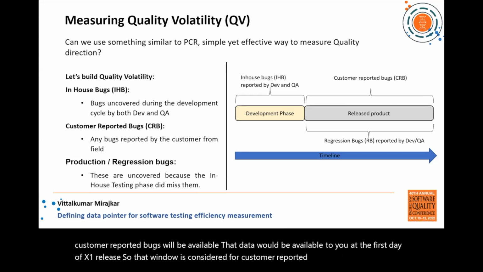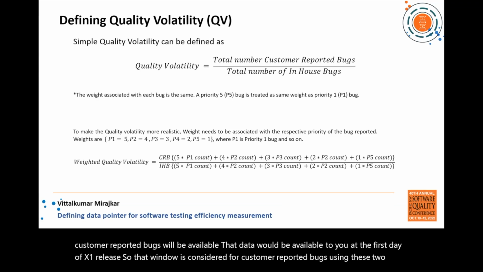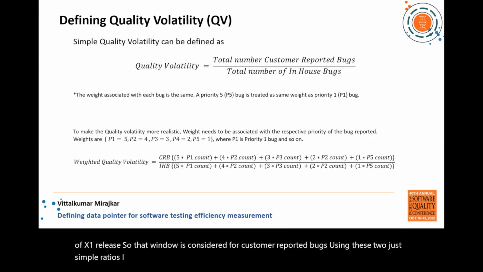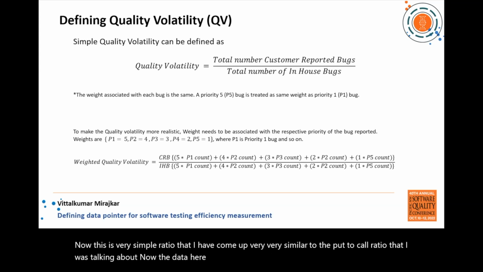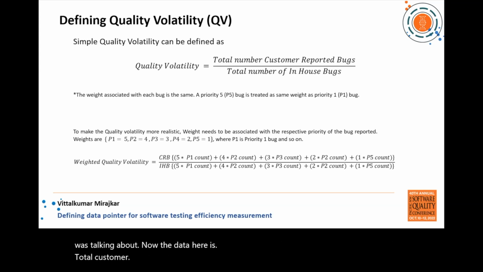Okay. Using these two simple numbers, I calculate something which I call quality volatility. This is a very simple ratio that I have come up with, very similar to the put to call ratio that I was talking about. The data here is total customer reported bugs divided by total in-house reported bugs.